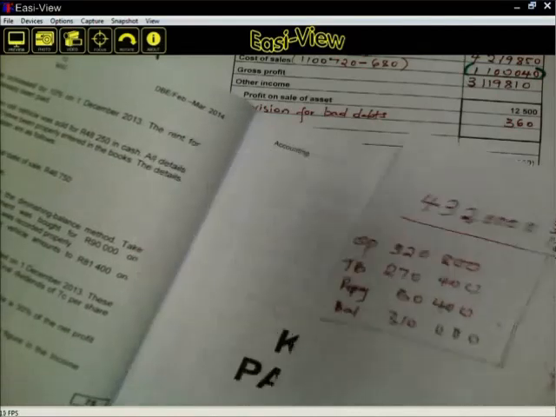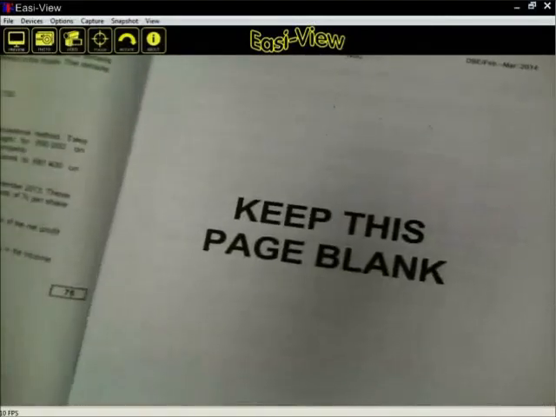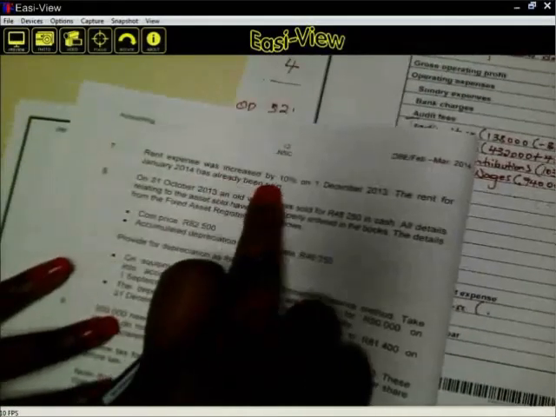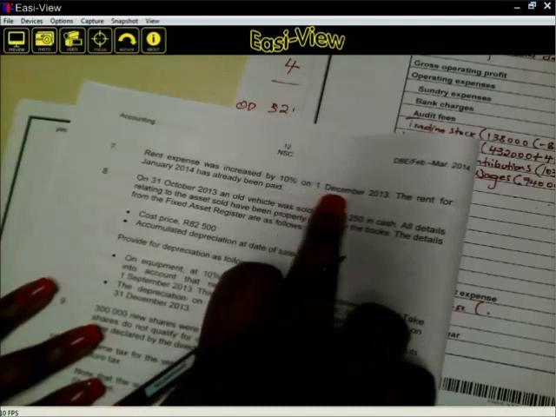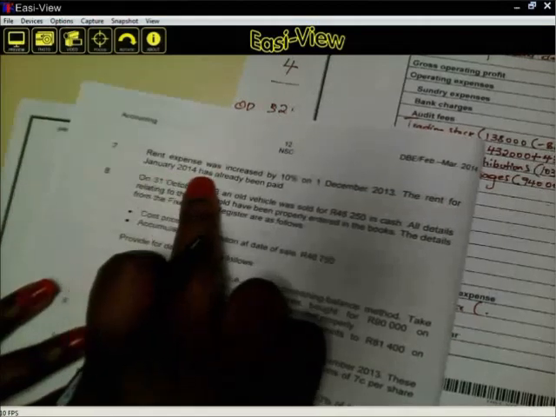I skipped that one of the loan because I wanted to clarify this one due to time. I wanted to repeat the calculation of rent on this activity so that you can see it properly. Let me repeat it once more. Rent expense was increased by 10% on the 1st December 2013. The rent for January 2014 has already been paid. I want to clarify it once more.